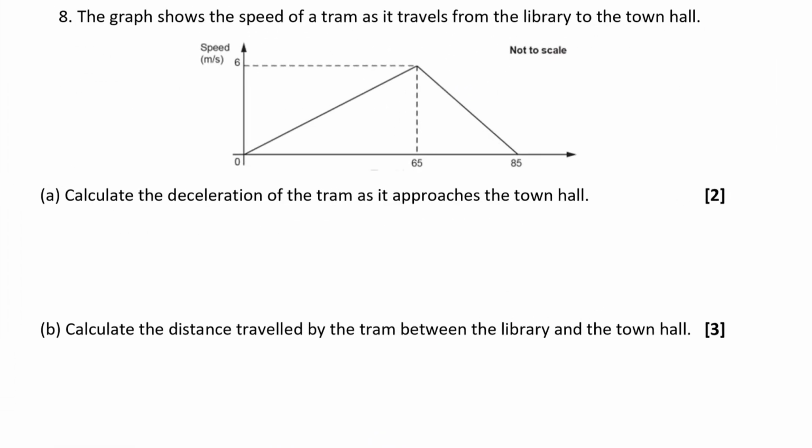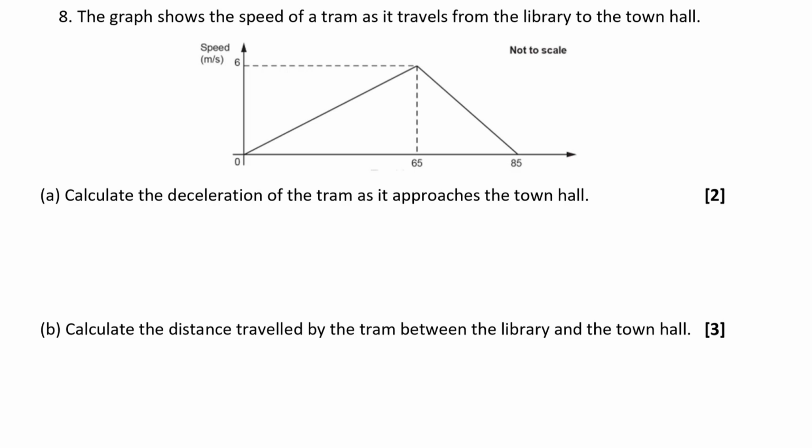Question 8. The graph shows the speed of a tram as it travels from the library to the town hall. And we've got a little diagram underneath. It's a speed-time graph, isn't it? So we've got speed in meters per second up the side, and I assume that's time along the bottom in seconds. Calculate the deceleration of the tram as it approaches the town hall.